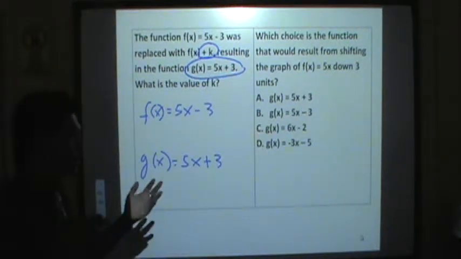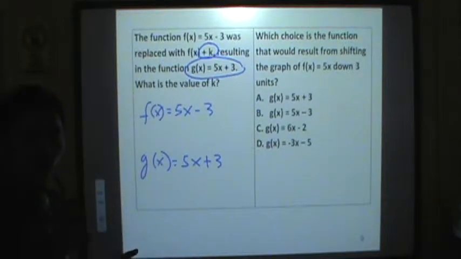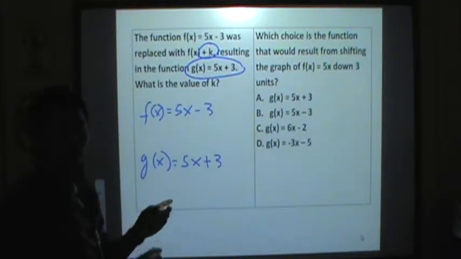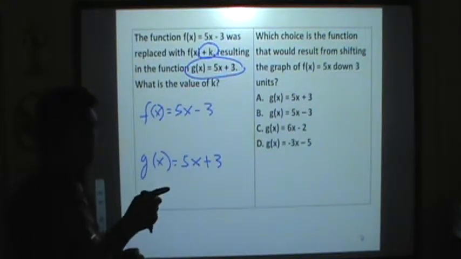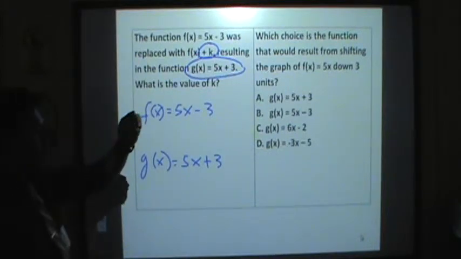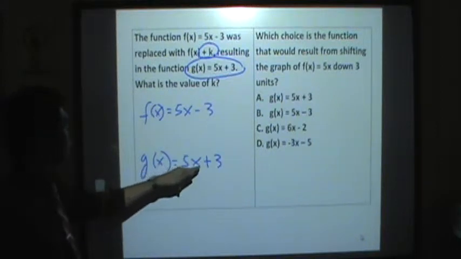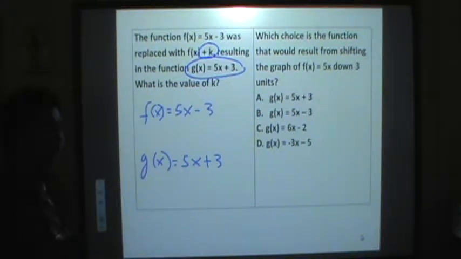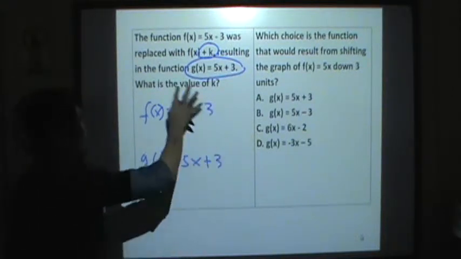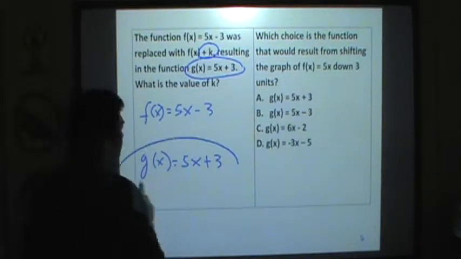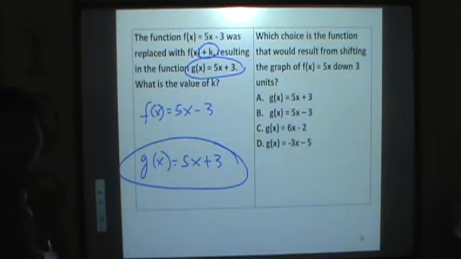Now using your graphing calculator, you just have to press y equals, you know where to find the y equals button, and then type in 5x minus 3, and then hit graph. Then using the second graph, which is y2, type in 5x plus 3 and graph again. You will know what number to be added to the function f(x) = 5x minus 3, so you can get the new function g, which is 5x plus 3.